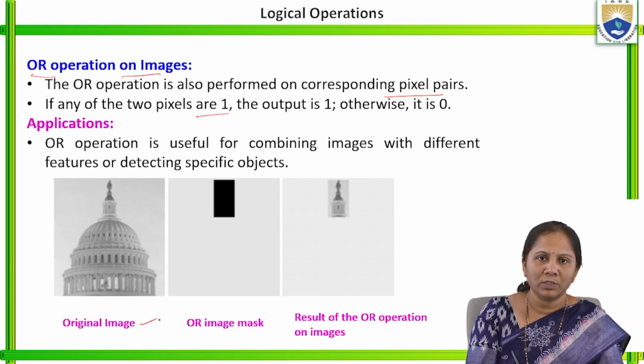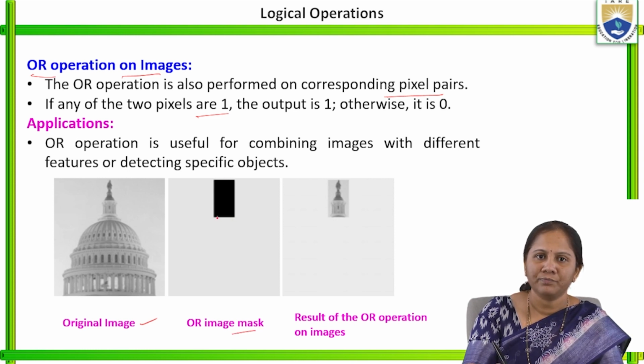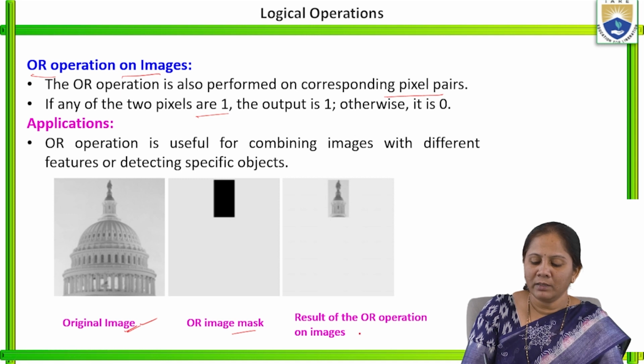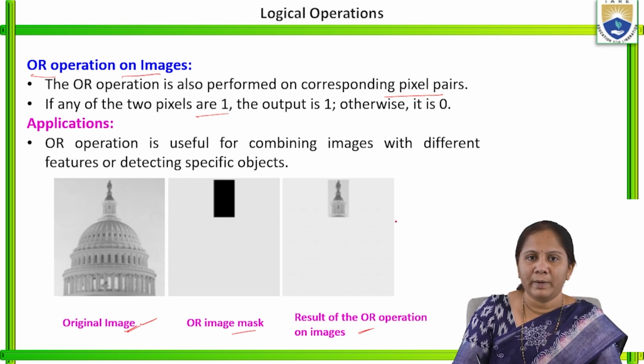So here this is the original image, and for the OR image mask, we can see this image is darkened, and this is the mask of the OR image. If you perform the OR operation on this original image, then this is the resultant image. In this mask, we have that image, whereas the remaining area is bright.